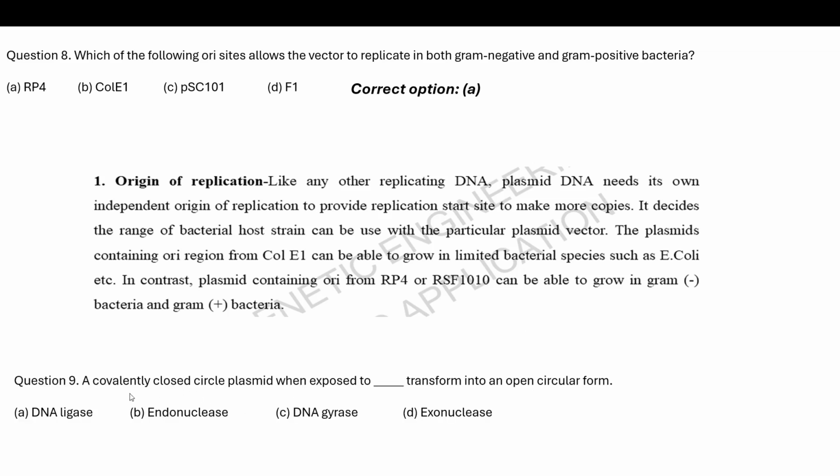Now, we were talking about the different forms of plasmid DNA. A covalently closed circular plasmid, when exposed to which enzyme, can transform it into an open circular form? Covalently closed means the relaxed form that we are talking about. Open one is the nicked one. So what will be the answer?